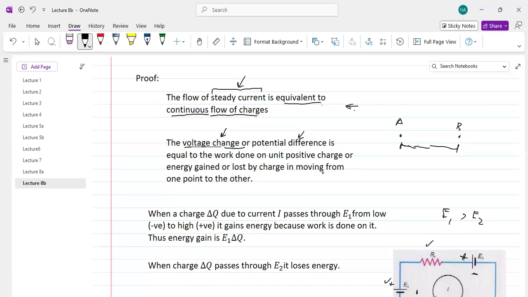Then what does this mean? This means the voltage change or potential difference is equal to, and this is a very important concept, the work done on a unit positive charge moving between these 2 points. This is the basic concept about the voltage change or potential difference.